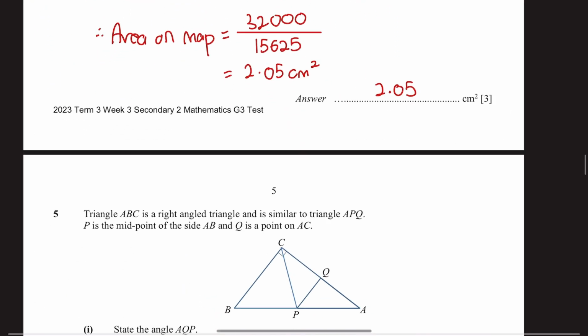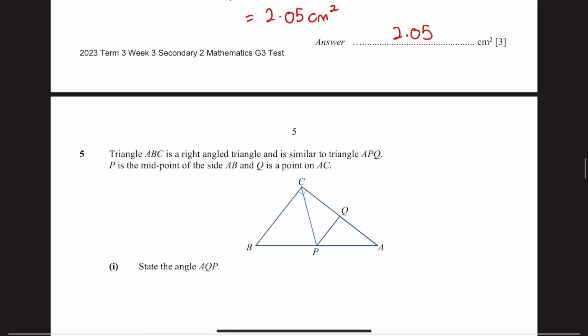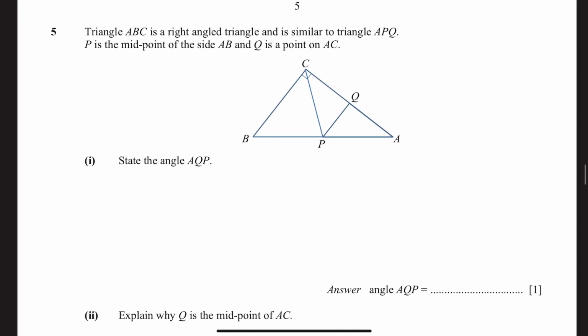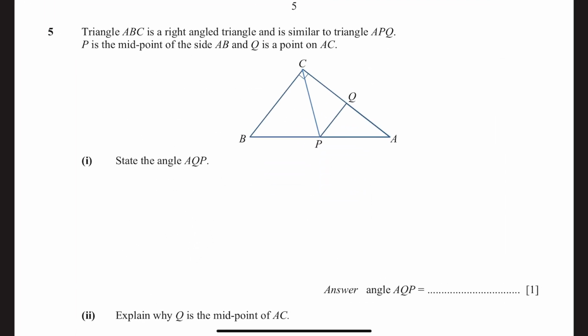Let's now move on to question number 5. Question number 5 over here. State the angle AQP. So very simply, I hope that you can see that since triangle ABC is similar to triangle APQ, if ACB here is a right angle, this means that ACB will match with AQP. Therefore, this is also a right angle. So state very simply, just say that this is 90 degrees.